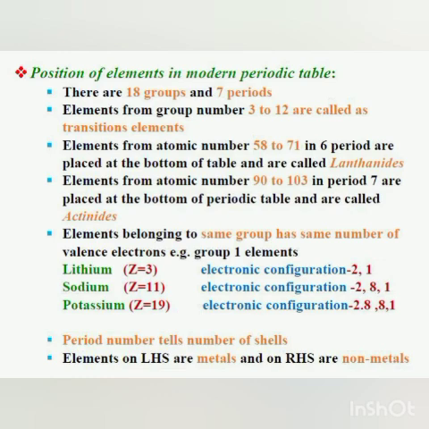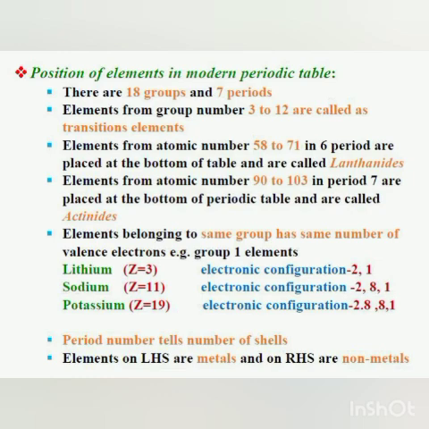Now students, you can see in the periodic table that there are 18 groups. These downward vertical columns are called groups. So there are 18 groups, and then there are 7 periods. These horizontal rows are called periods, and downward vertical columns are called groups. So there are 18 groups and there are 7 periods.